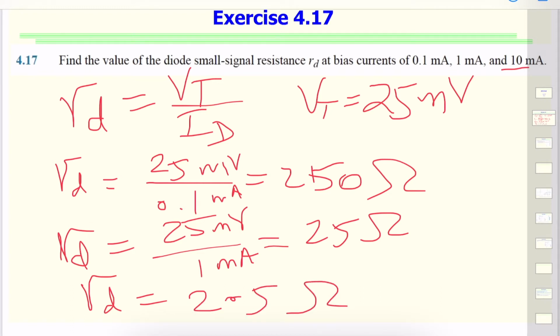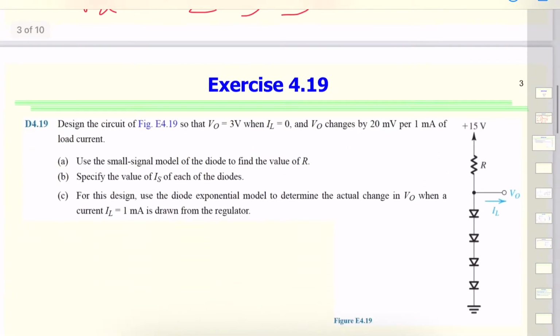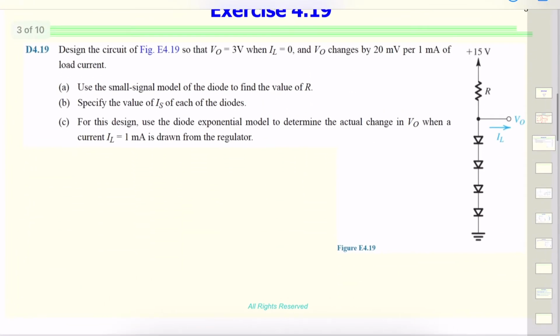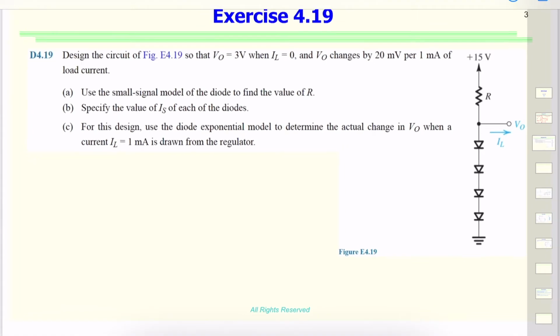So many times we need this value to find other parameters of our resistance. So let's take a look at another example where we are given a circuit and we are given the output voltage 3 volts, and the load current is 0, and output voltage changes by 20 millivolt per 1 milliamp of load current. So that's for small signal.